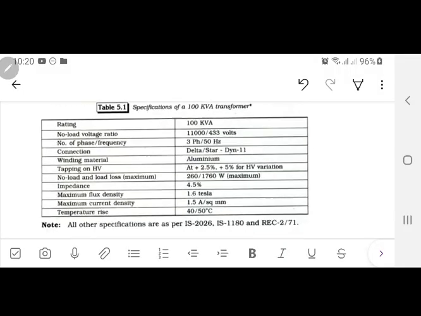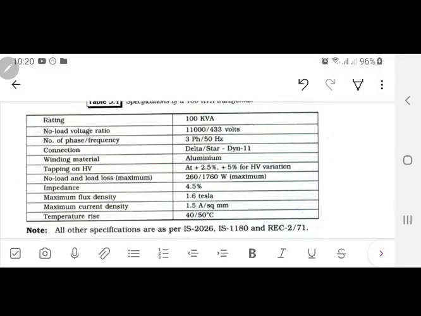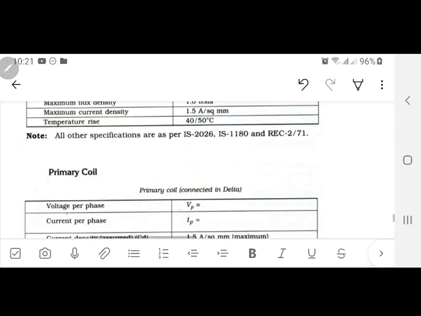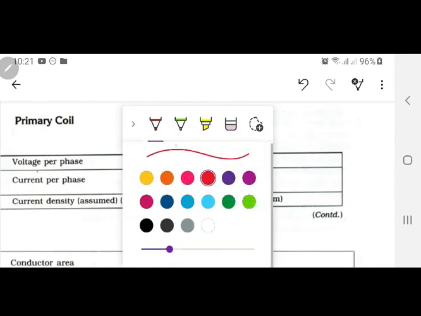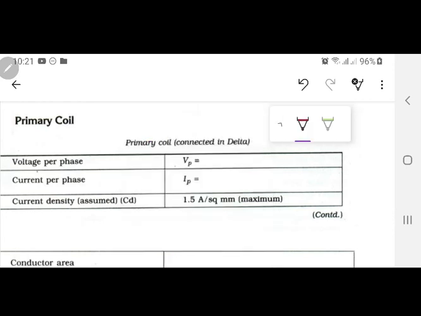Okay, so this is your transformer. Again, the rating is 100 kVA. The voltage is 11 kV slash 433 volts, and then I have the phase, frequency and all that stuff. And the table which I asked you about is this: what is the voltage per phase?